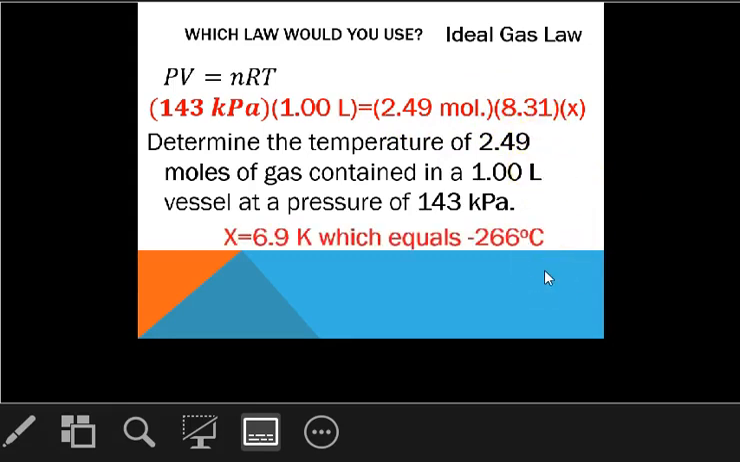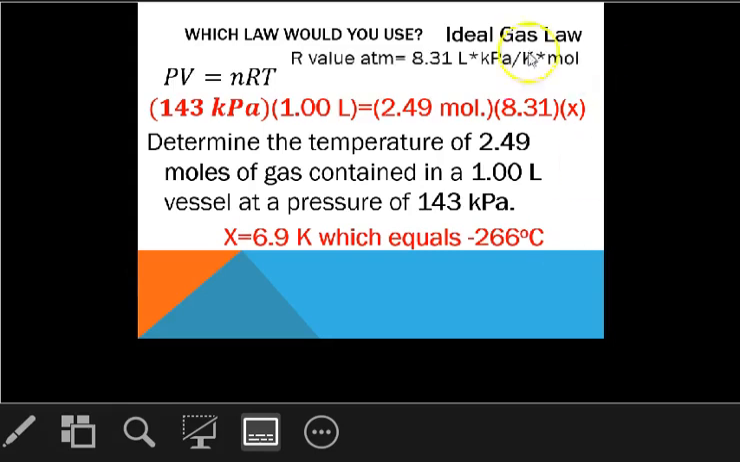Your answer comes out to 6.9 Kelvin. That is not how we report. We solve in K and report in C. And so we have to take away 273. If you have K, you take it away. That's 273 is taken away.